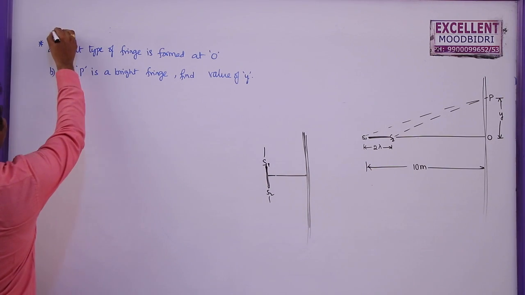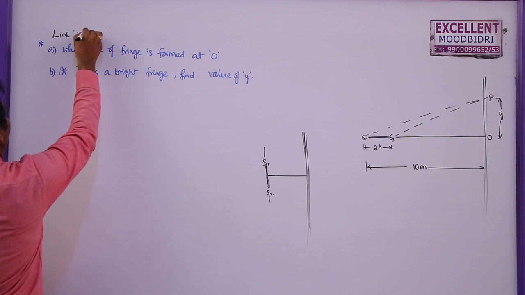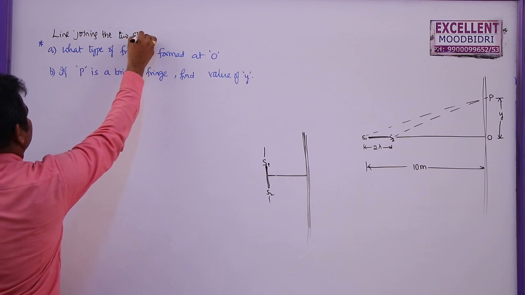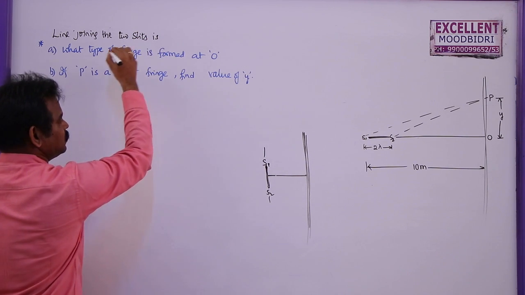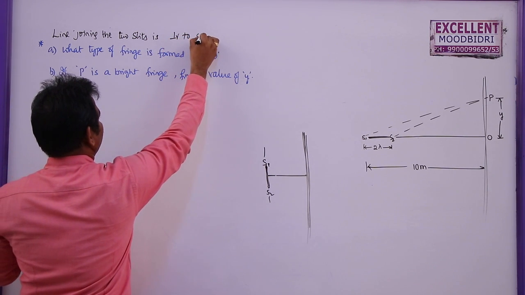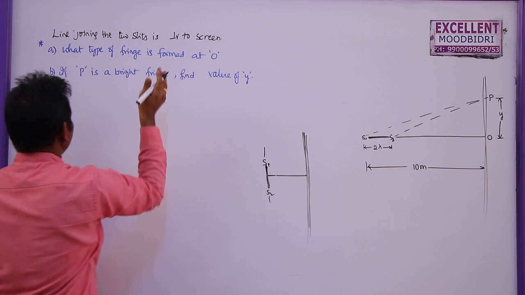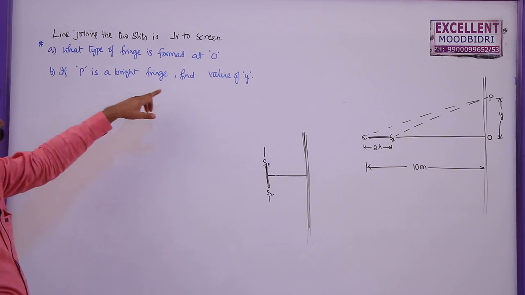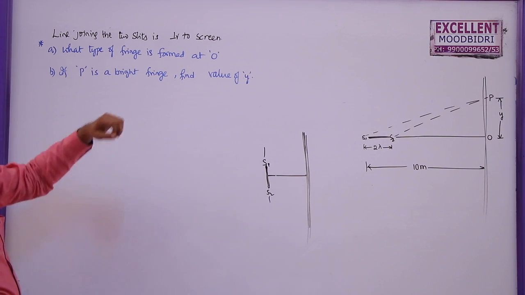So in this problem, the line joining the two slits is perpendicular to the screen, then what type of fringes will be formed at O, and what is the value of Y if P is a bright fringe here.